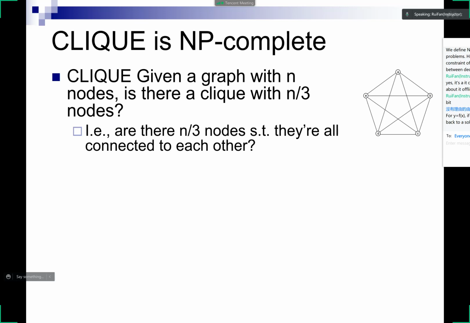The first problem we're going to show is NP complete is this clique problem. We talked about the k-clique problem, where I give you a graph and you have to find k nodes which are connected. The clique problem is very similar, except that here, if I give you a graph with n nodes, I just want to find a clique with exactly n divided by 3 nodes. With k-clique I can allow any k, but here I'm required to find a clique with 1/3 of the nodes.